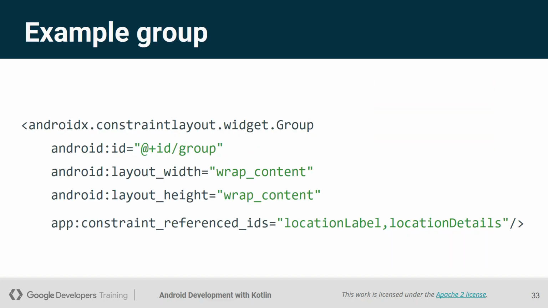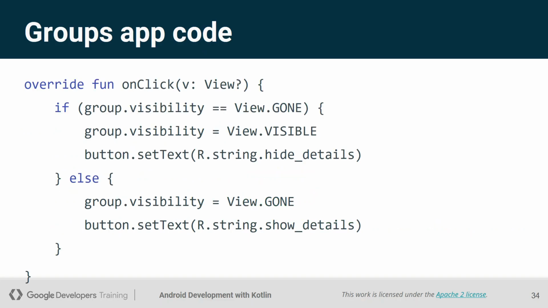Then we have examples of groups. We're talking about location, location details, and so on. So you need to use constraint referenced IDs to be able to locate that position. Then group on code.